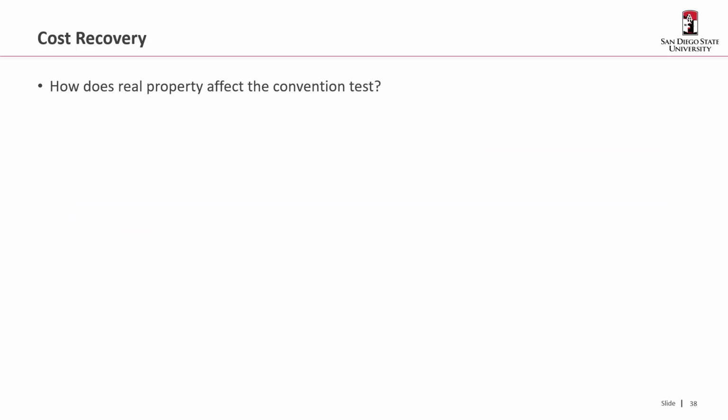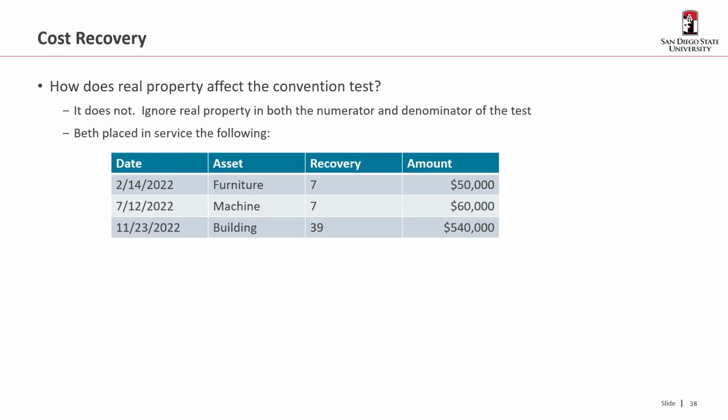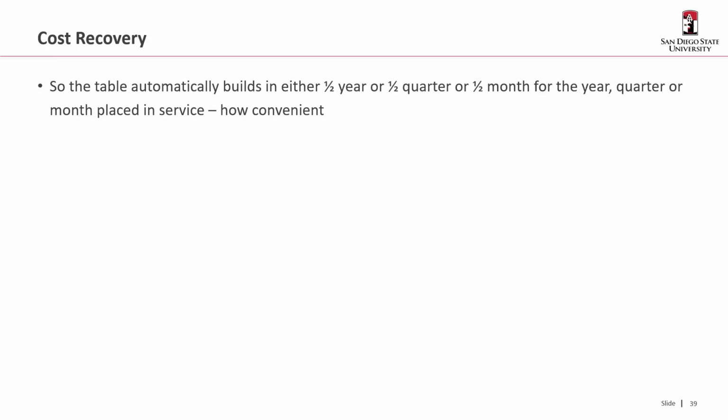So how does real property affect the convention test? Hopefully you recall from our discussion on the convention test a few videos ago. It does not at all. You ignore real property in both the numerator and the denominator of the test. It's simply ignored. So if Beth placed the following in service during 2022, and we were calculating the convention test, we would say there was nothing placed in service in the fourth quarter because that building in the fourth quarter is real property. And so it's ignored because it's on the mid-month anyway. So why would we put it under a convention test? We would not.